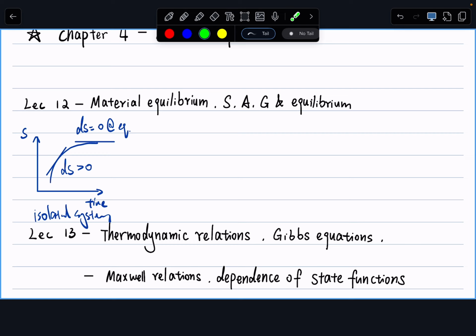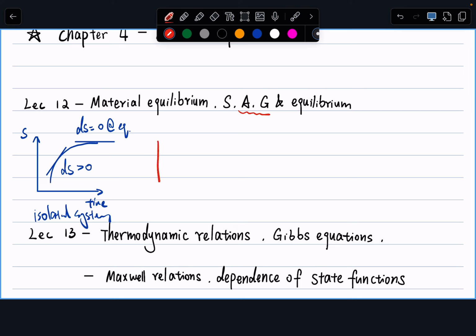Then from there, we define two new state functions describing material equilibrium specifically, because we want to know when material equilibrium is reached by looking at the numeric number of certain state functions. So the two things we defined are our Helmholtz energy or work function, whose physical meaning is the maximum amount of work your system can output for a material equilibrium going on. Could be phase transfer or reaction equilibrium.